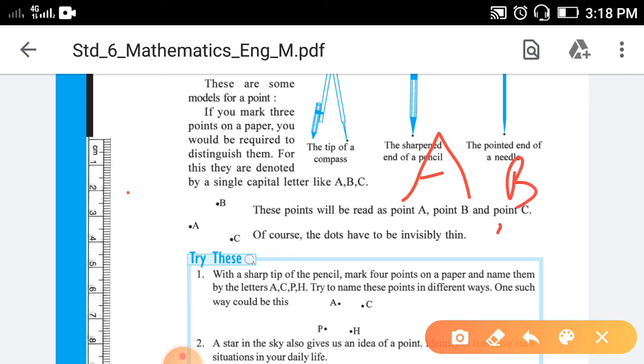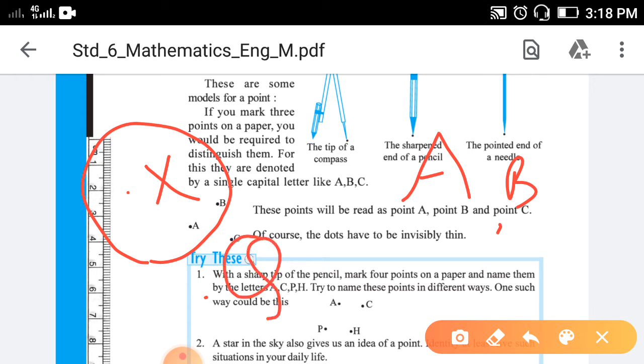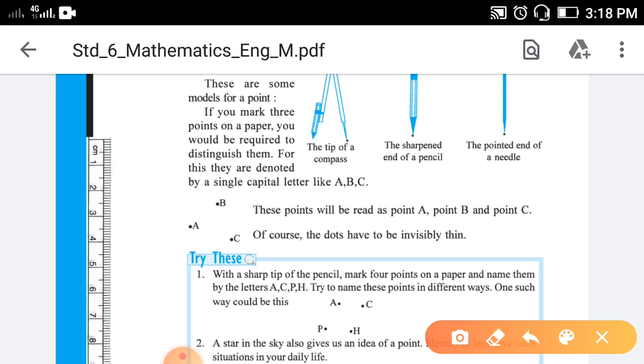So if I write a small dot and X, then how to read? It will be read as point X. One more example. How to read this? It is read as a point Q. So point, it is a tiny dot. It is denoted by single capital letter. And it will be read as point A, point B, point M, point N. Okay.